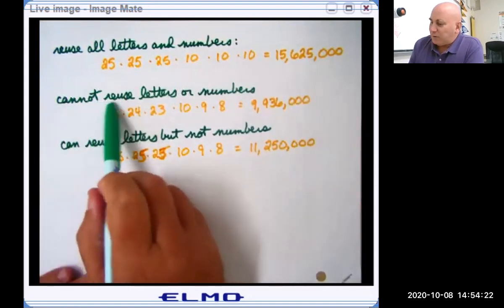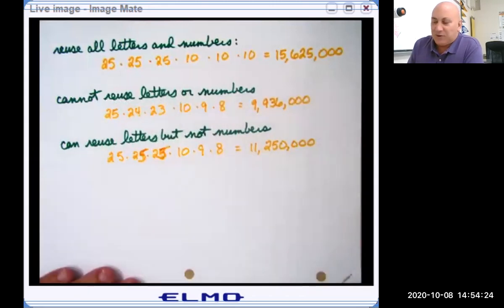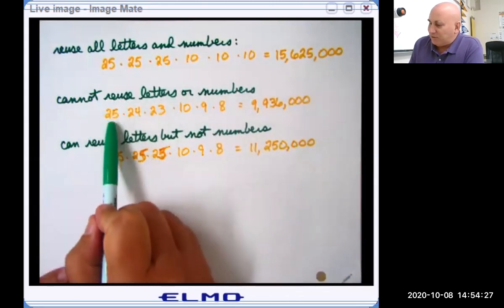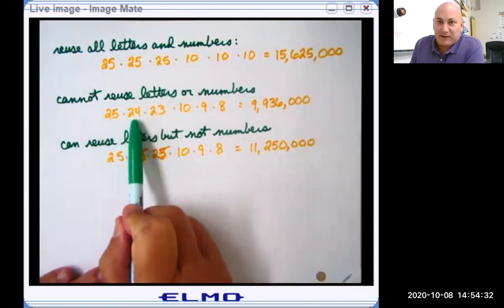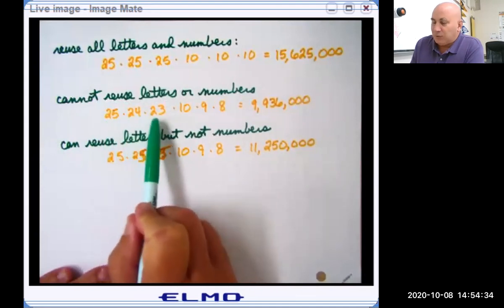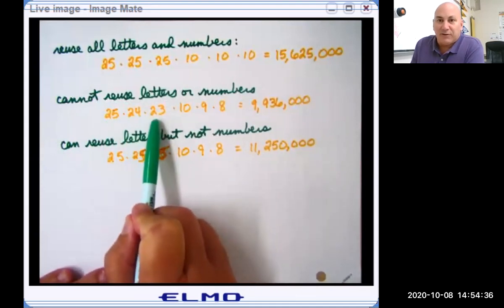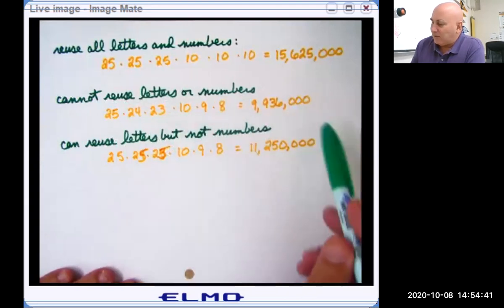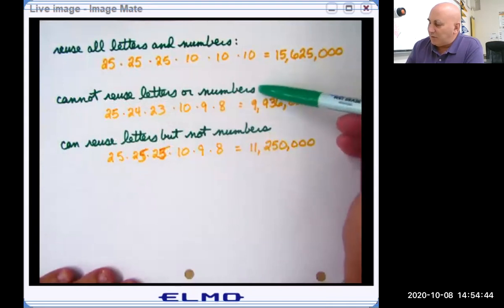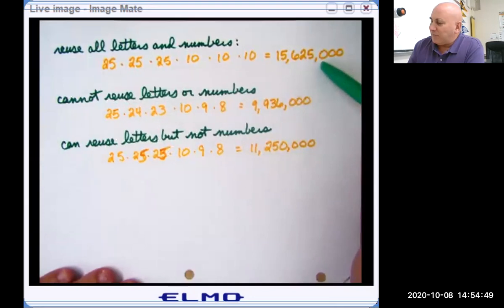What if you can't reuse any of the letters or the numbers? Well, there are 25 letters you could choose for the first space, but only 24 left for the second. And after you've chosen those two, there are only 23 left for the third. And then, of course, 10 numbers, then 9 numbers, then 8 numbers. If you go with not able to reuse any letters or numbers, now we've gone from 15.5 million to 9.9 million. No es muy bueno.